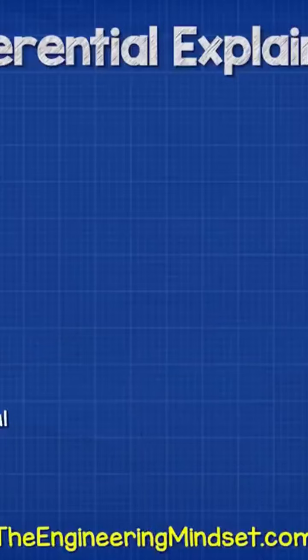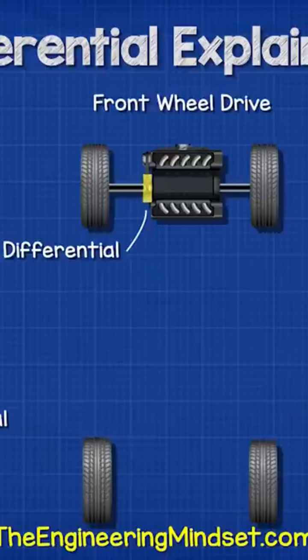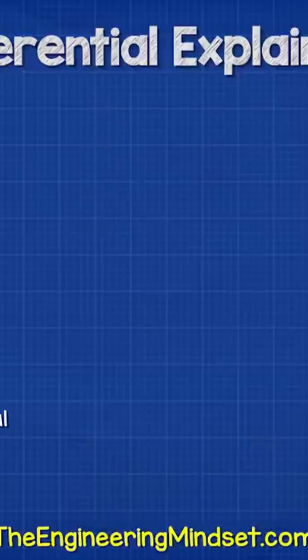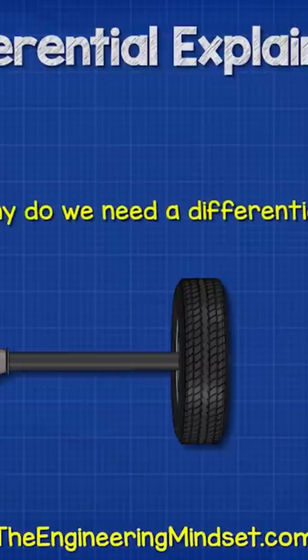them located between the back two wheels of a rear-wheel drive car. On a front-wheel drive car, we find it between the front two wheels, and we find one at the front and another at the rear of a four-wheel drive car. However, we're going to stick with a rear-wheel drive car in this video for simplicity. So why do we need it?